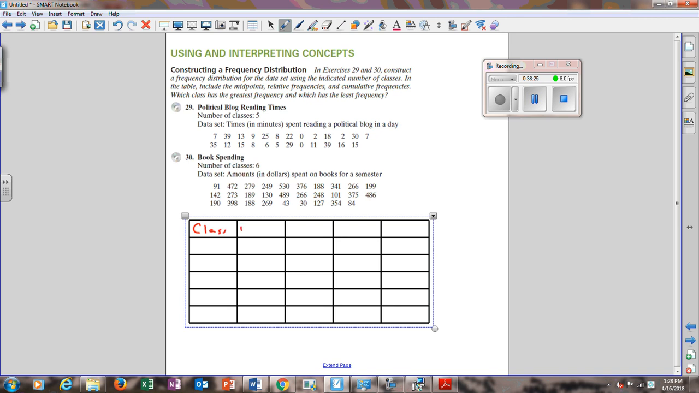Class, frequency, midpoint, relative frequency, and cumulative frequency.